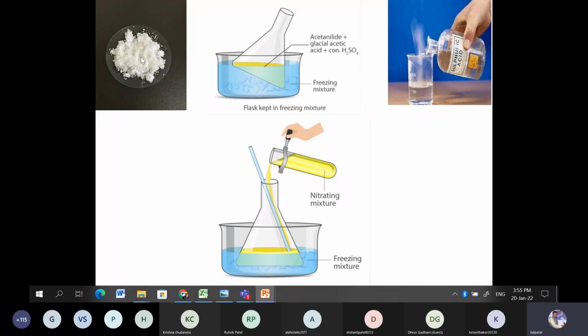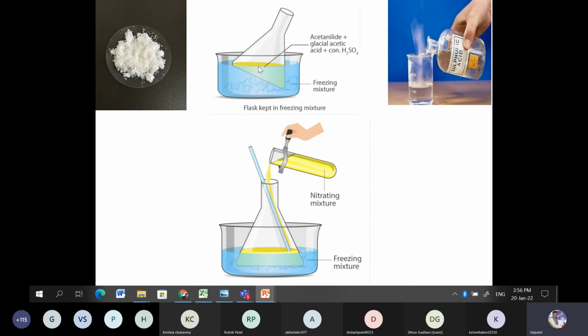Once we add glacial acetic acid, we will get a clear solution. If a clear solution is not available, then we can heat the reaction mixture in a water bath. After heating, you will get the clear solution. After that, if required, we can go for filtration. If not, then you can directly go for the next step.